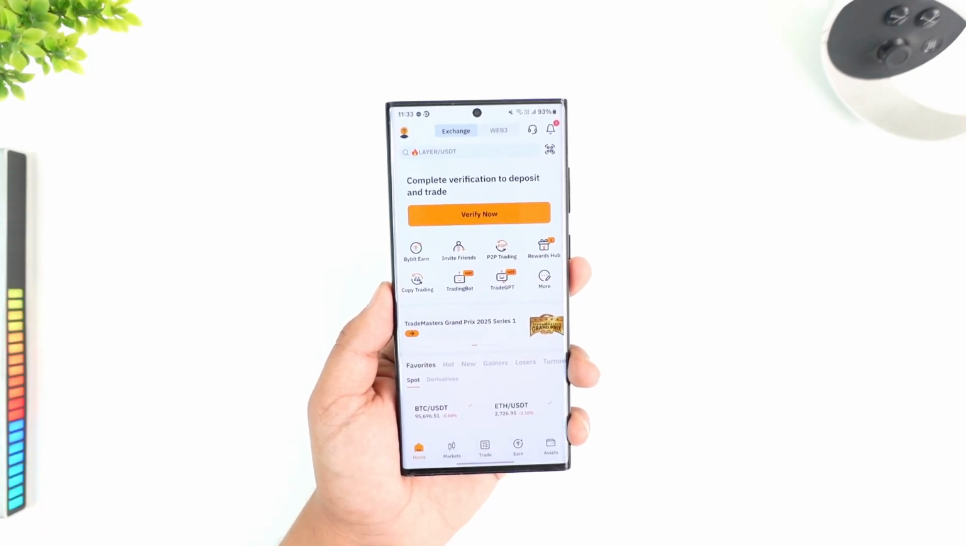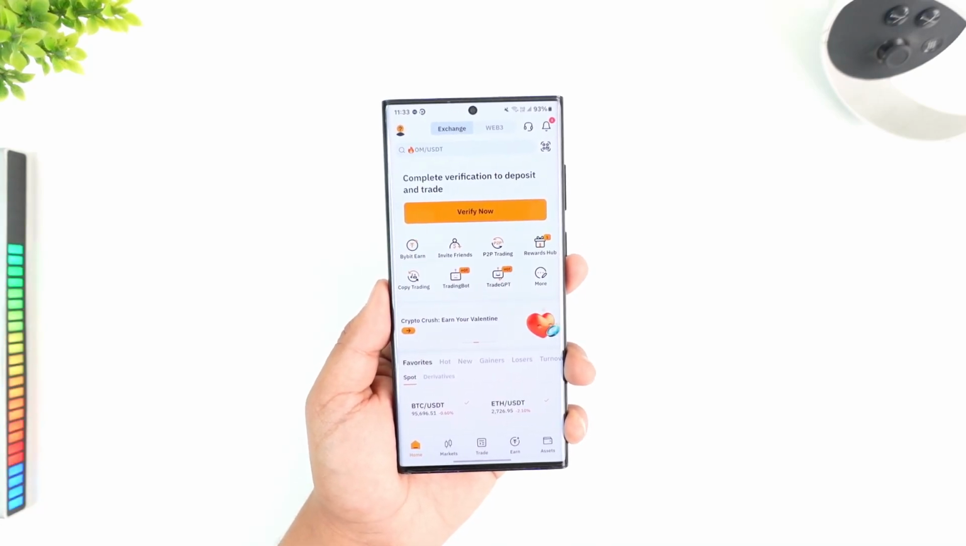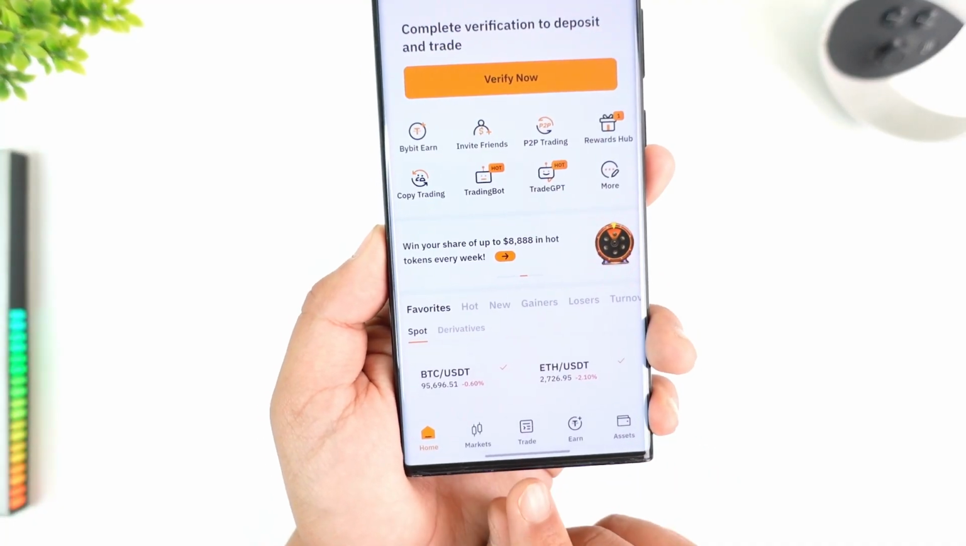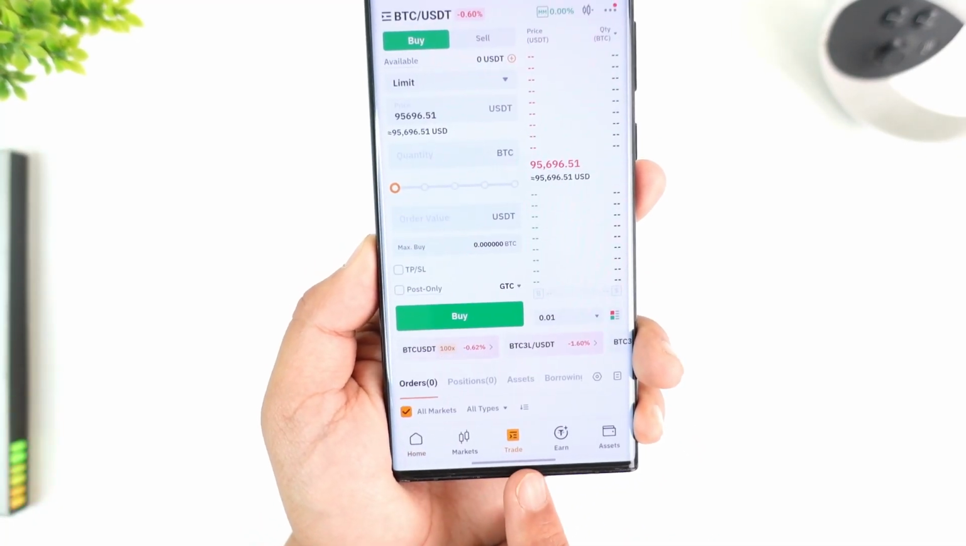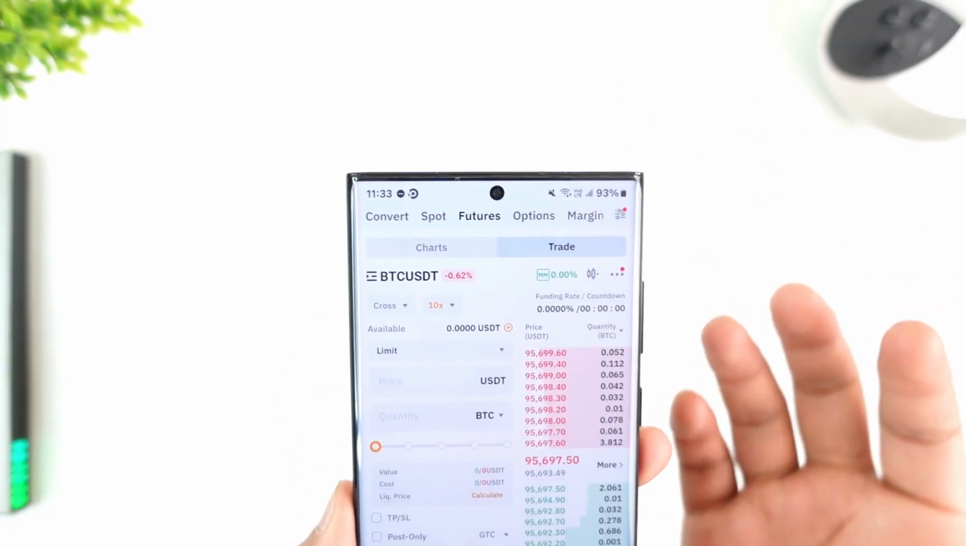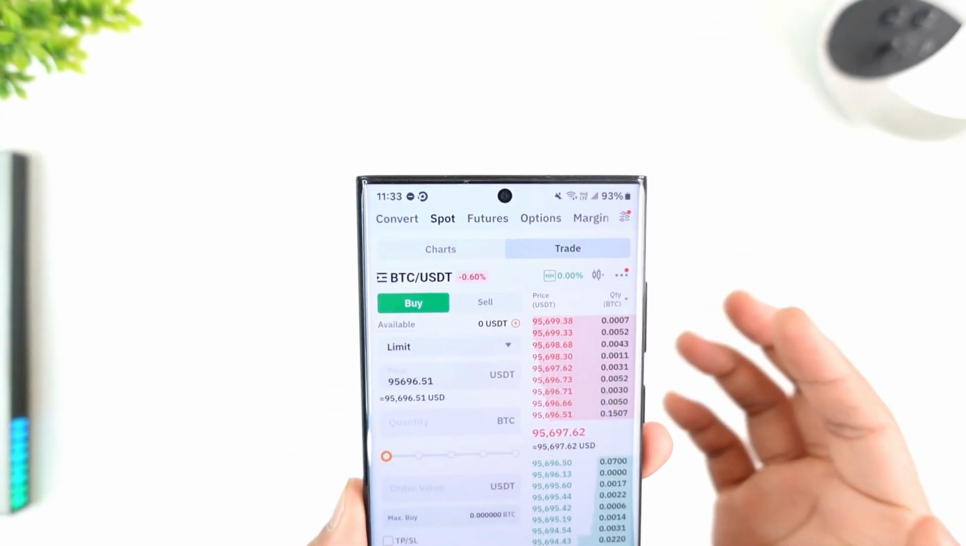And if you want to do spot trading on Bybit, first of all, launch the Bybit app and make sure that you're signed into your account. From the bottom of the screen, go to the middle option that says trade. And from the top, just make sure to choose spot trading. Now you could be under futures trading, so make sure to choose spot trading.